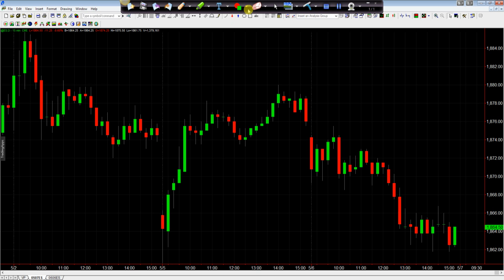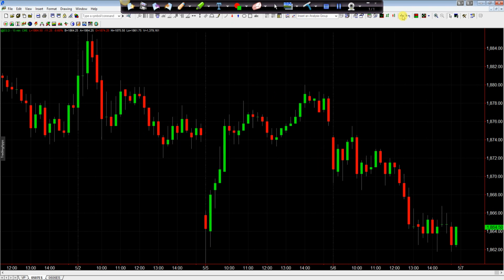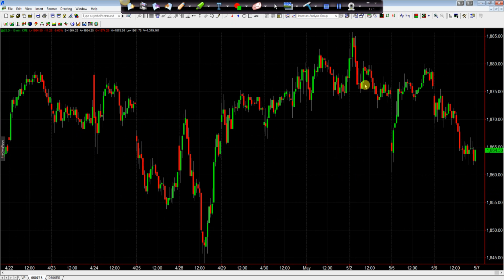But if you look at the bigger picture, all of this, I'm going to say from here on down, is truly poorly auctioned all the way down to about 1840, and there's an open gap at 1839 and change that's begging to get tested.